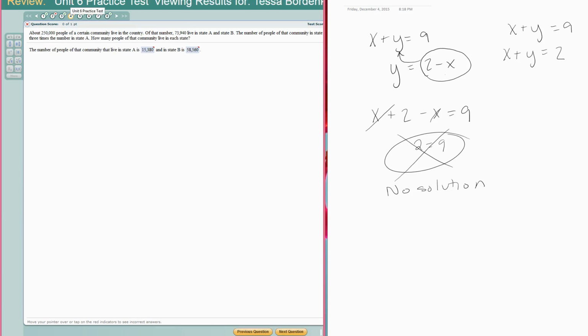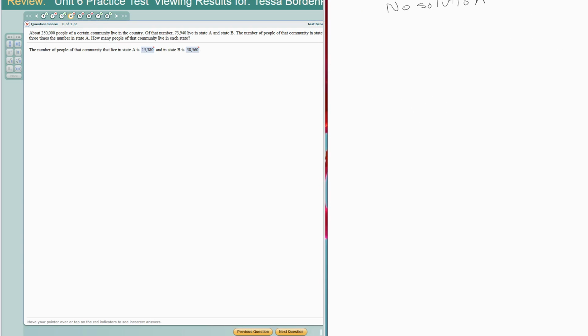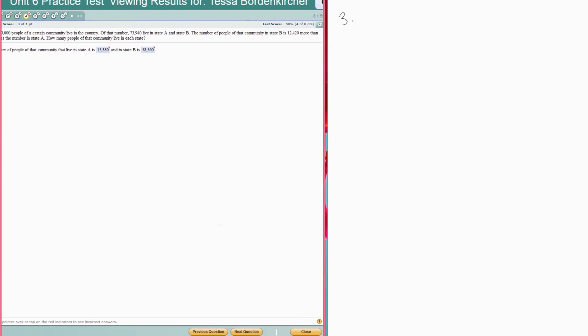We're going to go to 3. So let me move down here. This says about 250,000 people in a certain community live in the country. Of that number, 73,940 live in state A and state B. The number of people of that community in state B is 12,420 more than 3 times the number in state A. How many people of that community live in each state?